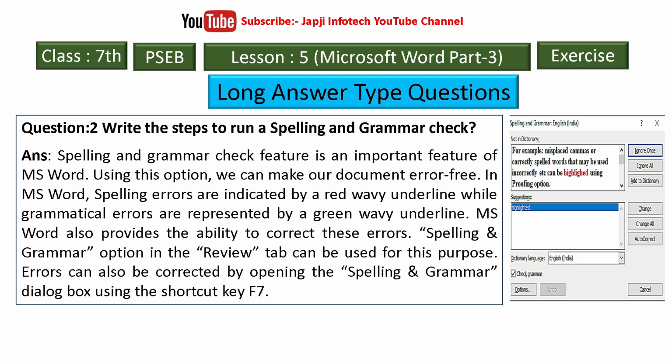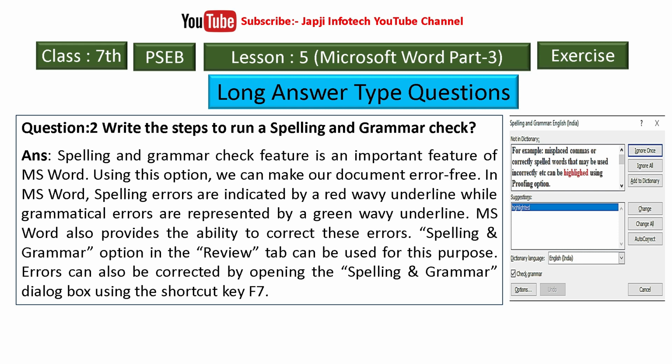And the answer is, the spelling and grammar check feature is an important feature of MS Word. Using this option, we can make our document error-free. In MS Word, spelling errors are indicated by a red wavy underline, while grammatical errors are represented by a green wavy underline. MS Word also provides the ability to correct these errors. The spelling and grammar option in the review tab can be used for this purpose.